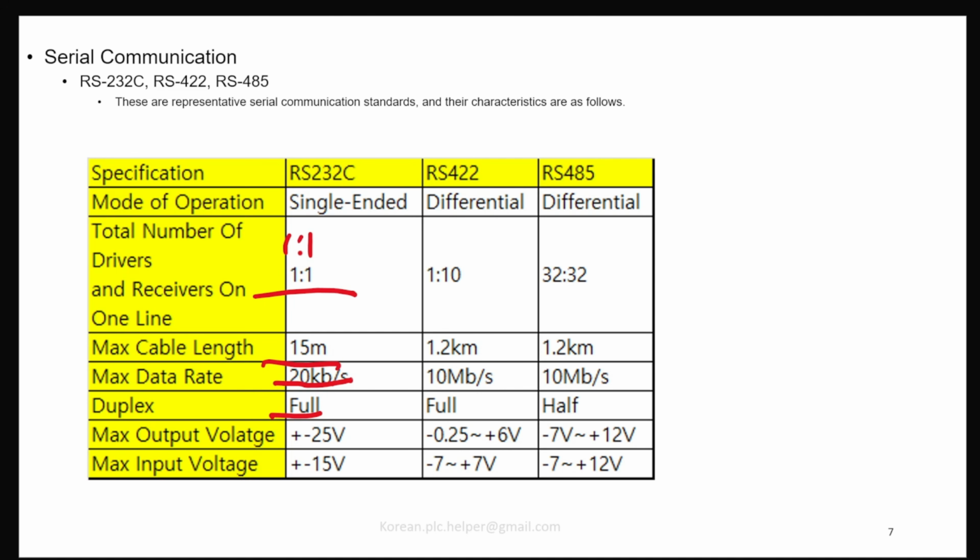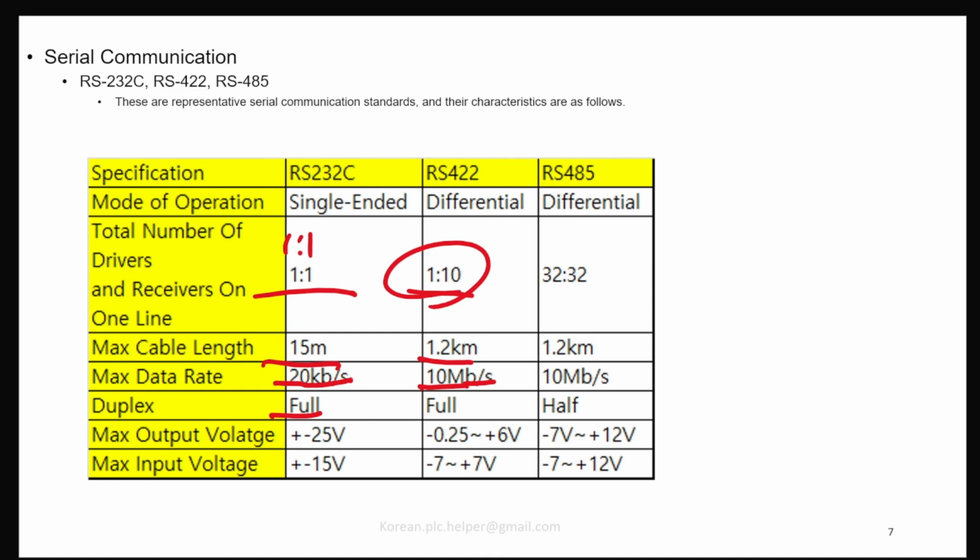RS-422 can be used to connect one transmitter to multiple receivers. Traditionally, one driver can be connected to as many as 10 receivers. Depending on the operating conditions, the cable length can reach approximately 1.2 kilometers. Over short distances, the maximum data rate can reach approximately 10 megabits per second.